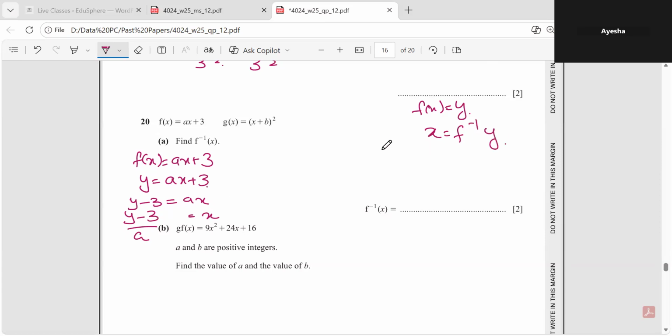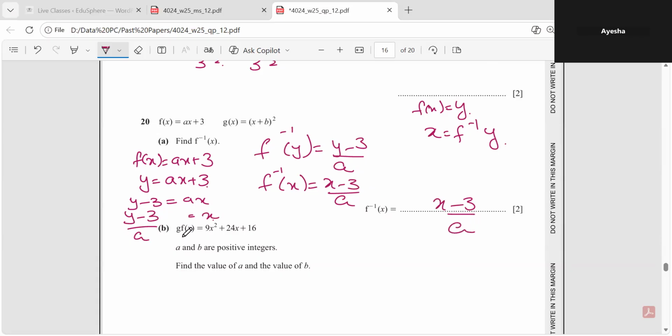So it means that in place of x, we are going to write f inverse of y is equal to (y minus 3) by a. And then if f inverse of y is this one, f inverse of x will be (x minus 3) by a. So we're going to replace it with (x minus 3) by a.